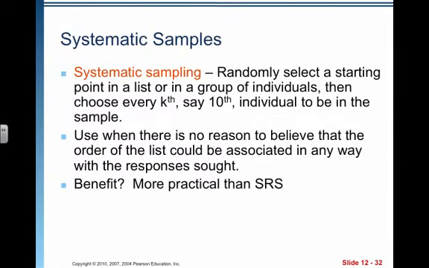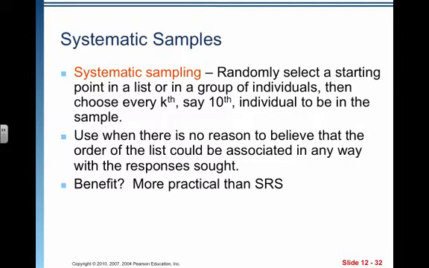For systematic samples, you have to randomly select a starting point, that's where the randomization comes in, in a list or in a group of individuals, then choose every case, say every 10th individual, to be in the sample. So you might take an alphabetical list and roll a die to know where to start. If the die shows 4 little dots, they're actually called pips, 4 little pips are showing, you'd start with the 4th individual and then include every 10th individual.